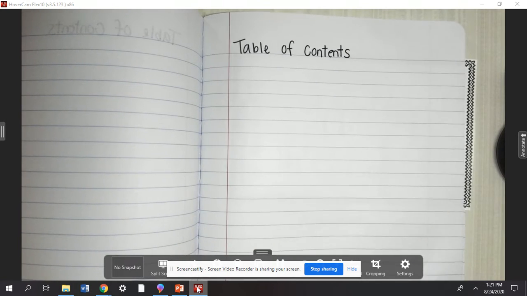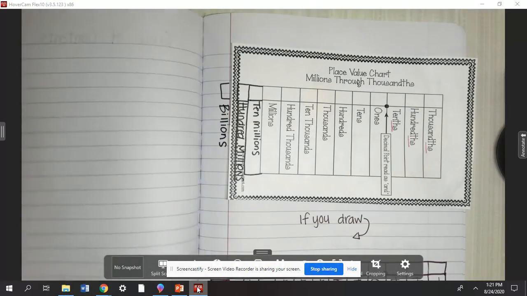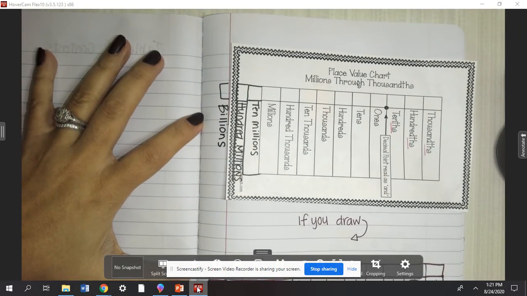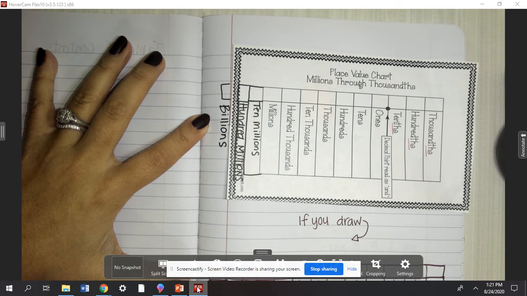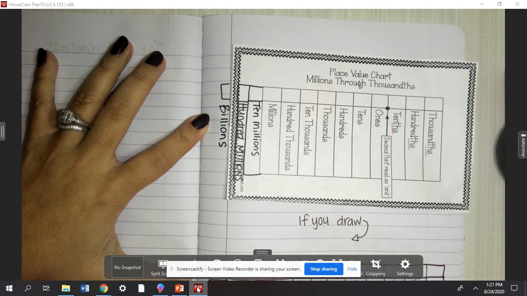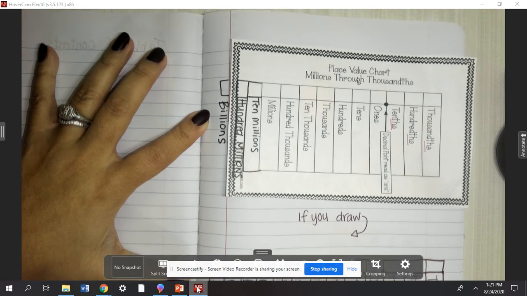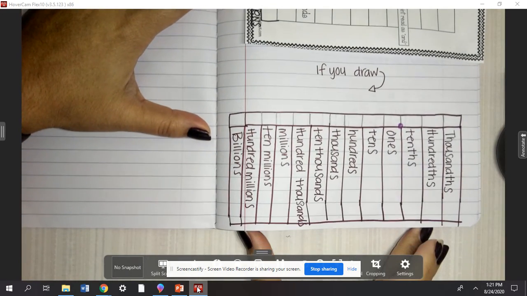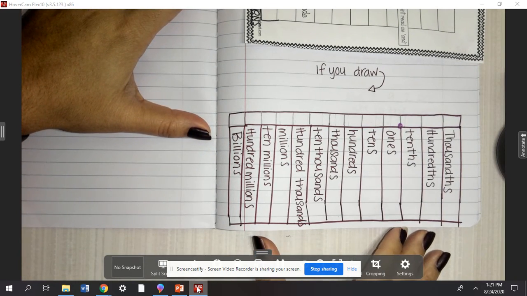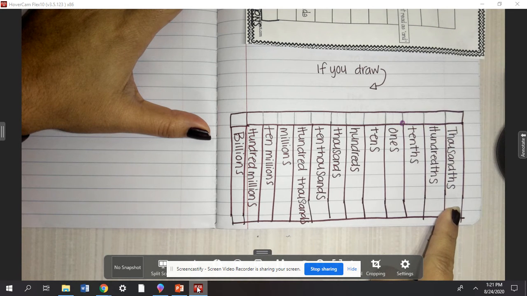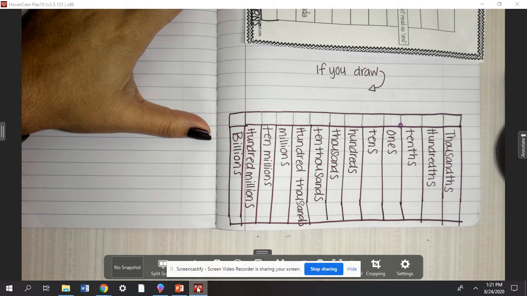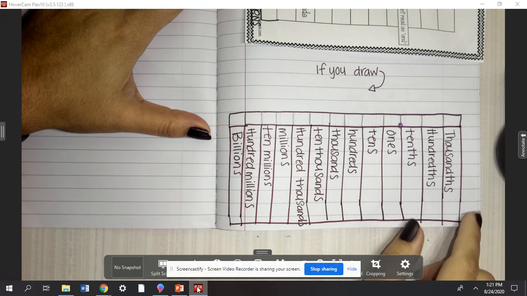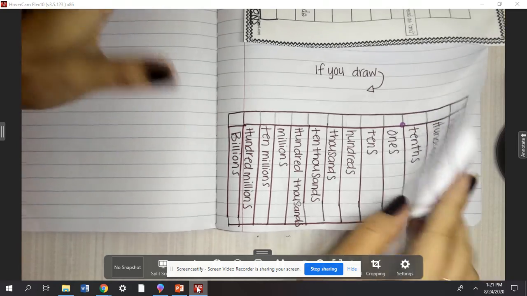Okay. Now our notes for today. So I have a place value chart here. If you can print, I will attach this so you can print it off. If you enjoy drawing, I drew one down here. So if you want to, go ahead and pause the video, draw your place value chart, and this is going to be something that you can reference throughout the year. So let's go ahead and get started.